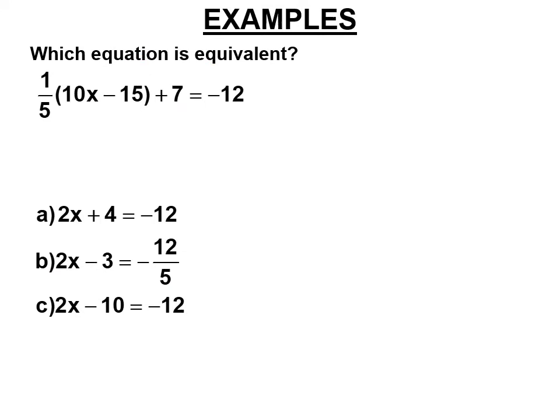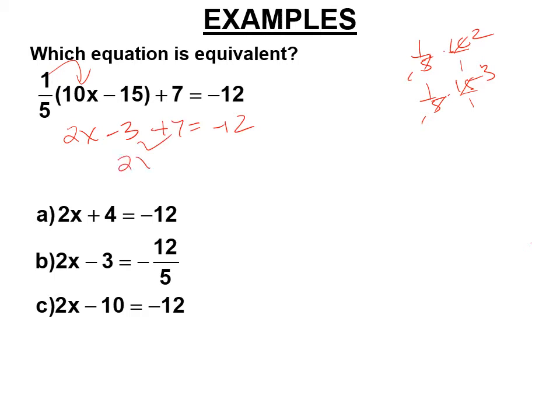Which equation is equivalent, right? We're not just getting answers. So let's do that. 1/5 times 10x is 2x, right? And if you need to, just come to the side. What's 1/5 times 10? Oh, it's 2. 2x. 1/5 times negative 15 is minus 3. So we have 2x minus 3 plus 7 equals negative 12. We combine our like terms. We get 2x plus 4 equals negative 12. Do we have one of those? Yeah, we do. There's the two-step equation. That's equivalent.